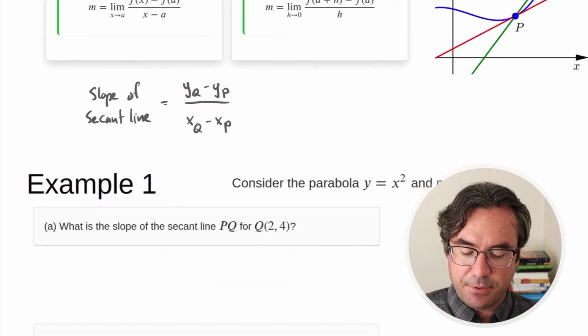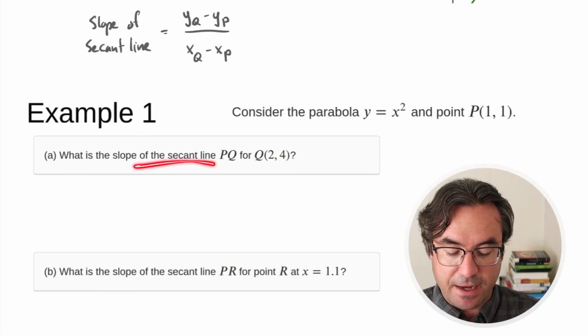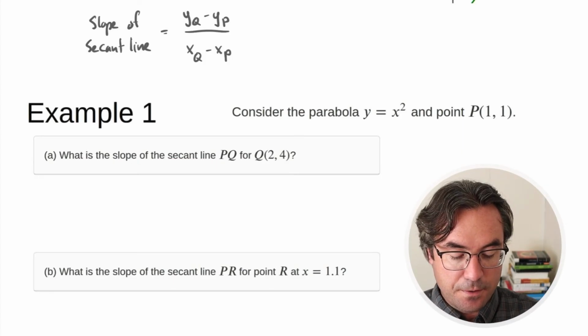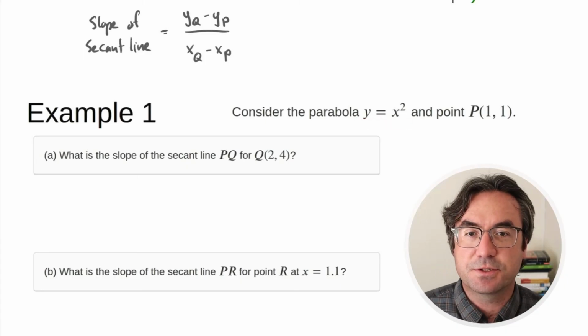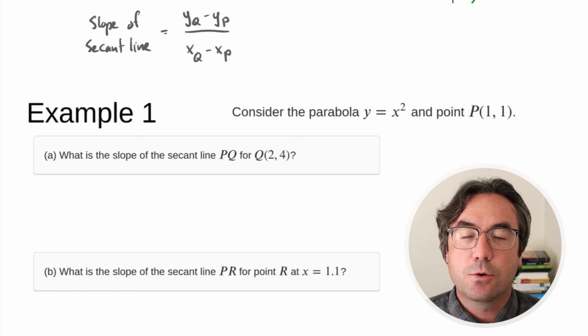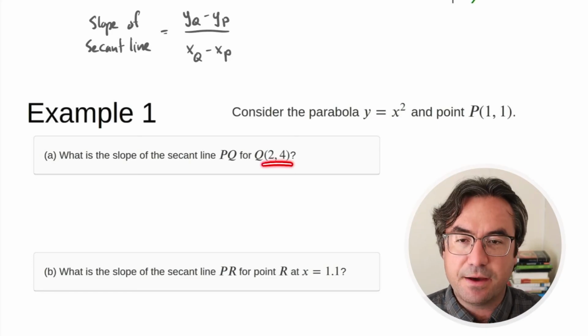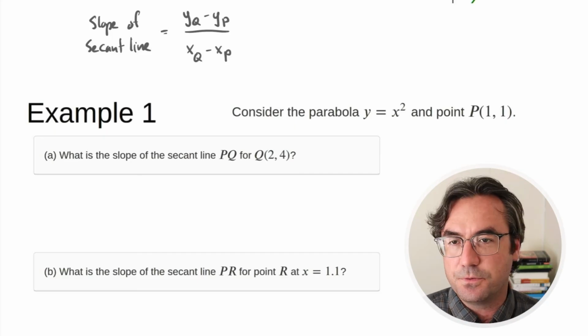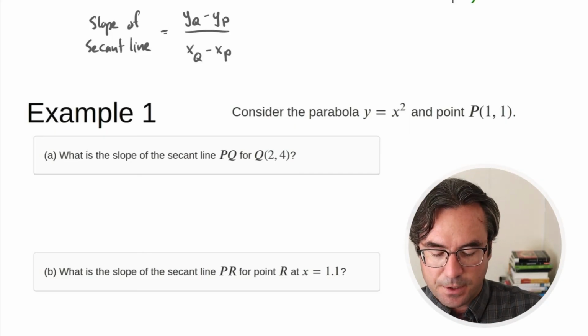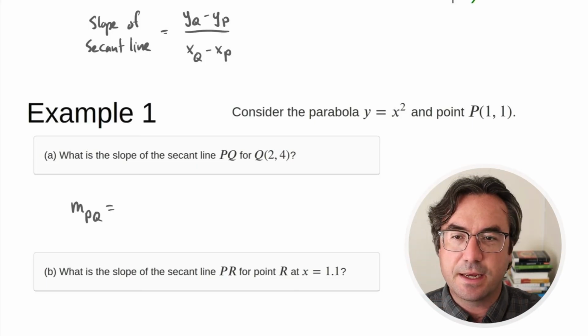So let's try an example for calculating the slope of a secant line for the function y equals x squared. We have this point P that we're interested in with coordinates (1, 1), and we want to find the slope of the secant line when we have this other point Q with coordinates (2, 4). All right, so we want to find the slope of the line connecting points P and Q.